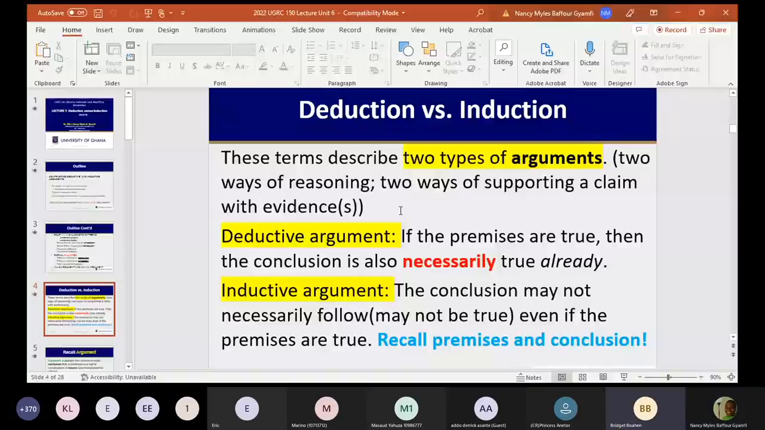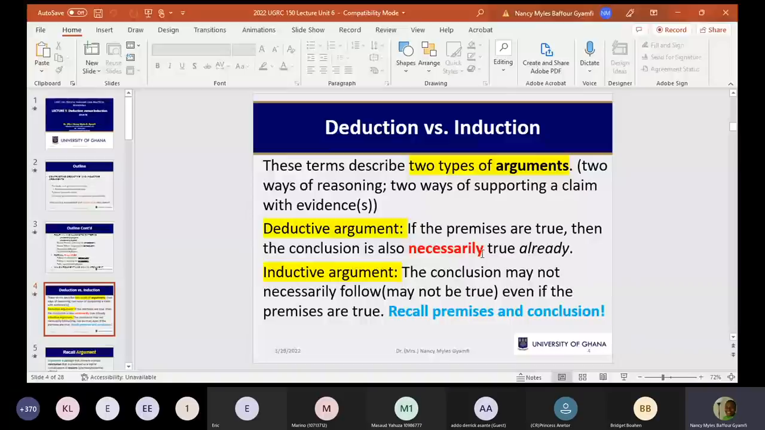These terms describe 2 types of arguments. So you should know, for unit six, if you finish today's lecture, you must know that there are two ways of arguing. There are two types of arguments. One is deduction, while the other one is induction.